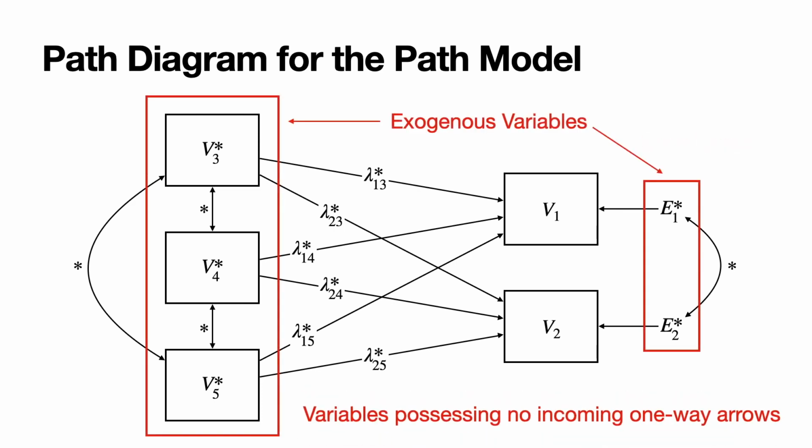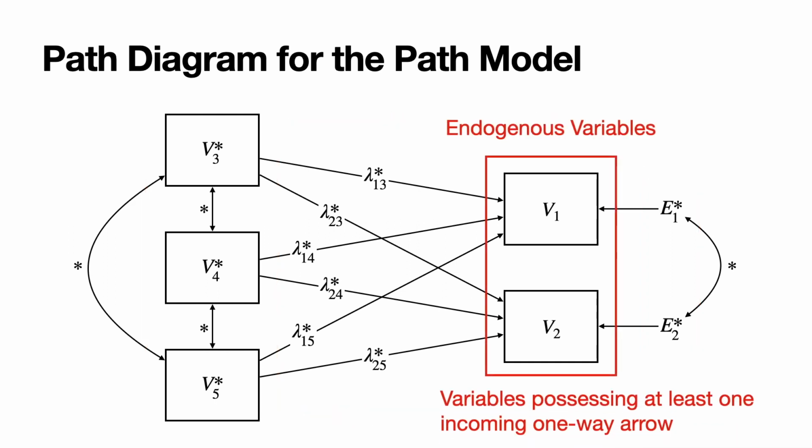Now, you'll recall that exogenous variables are variables that never participate in the model as a response variable. In terms of the diagram, exogenous variables are symbols that have no incoming one-way arrows. And so the exogenous variables are V3, V4, and V5, as well as the 2 error terms E1 and E2.